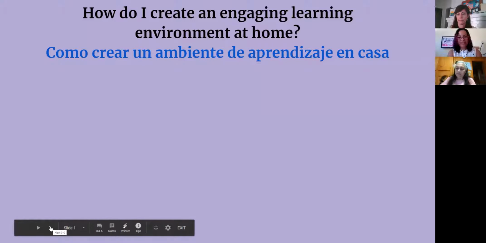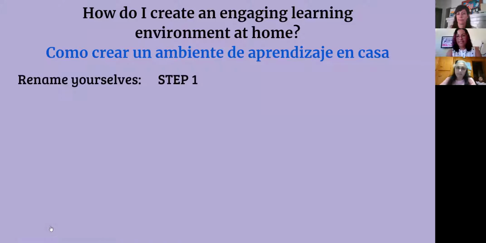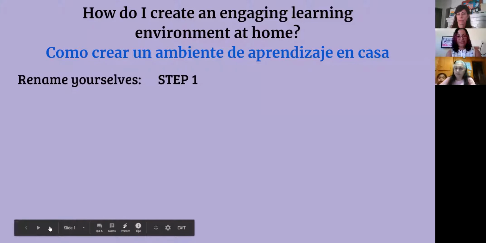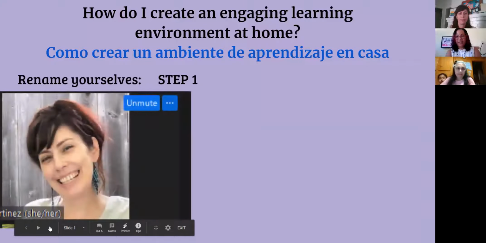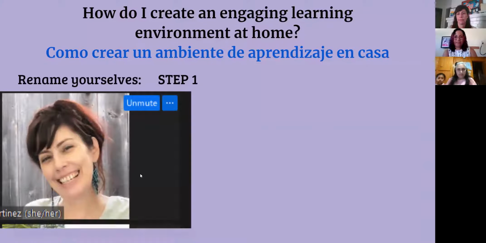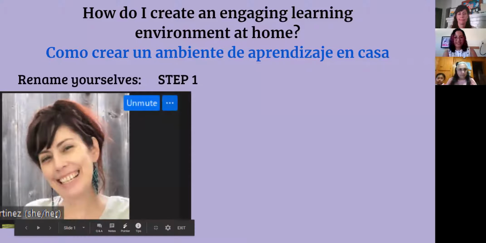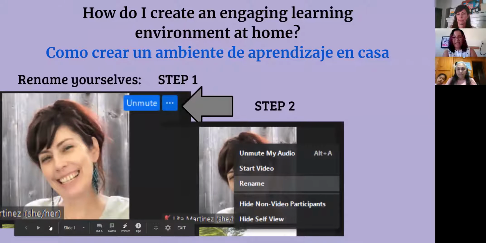But first, we want to invite you all to go ahead and rename yourselves. So you see the icon where your picture is. There are three little dots on the right, where the arrow is. You will go ahead and click on rename.